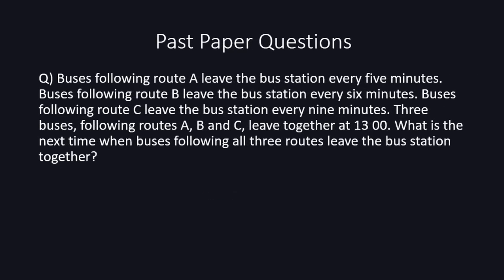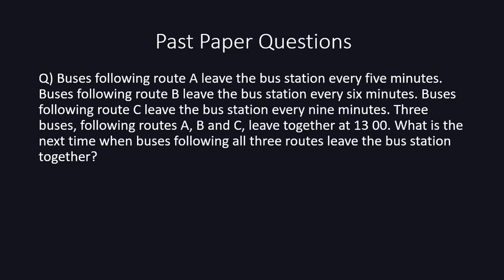Moving on, the next question says, buses following route A leave the bus station every 5 minutes. Buses following route B leave the bus station every 6 minutes. Buses following route C leave the bus station every 9 minutes. 3 buses following the routes A, B, and C leave together at 1300 hours. What is the next time when buses following all 3 routes leave the bus station together?